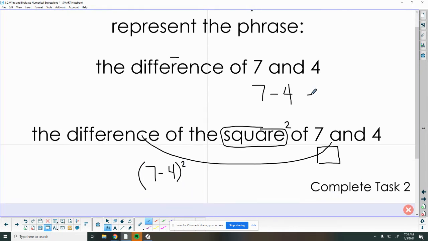So this one ended up equaling 3, since 7 minus 4 is 3. But then if we square it, 3 times 3 equals 9. So 9 makes a perfect square. 3 this way ends up with a perfect square with 9 in it. So for the difference of the square of 7 and 4, we had to subtract first, put those parentheses, then add our square outside of that. So go ahead and try task 2 here.